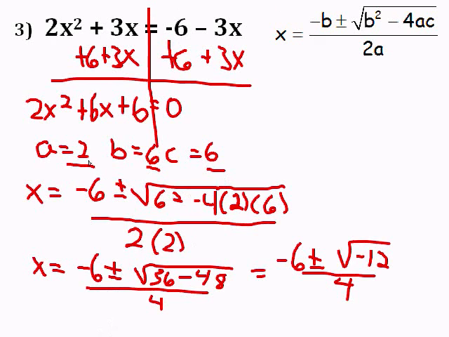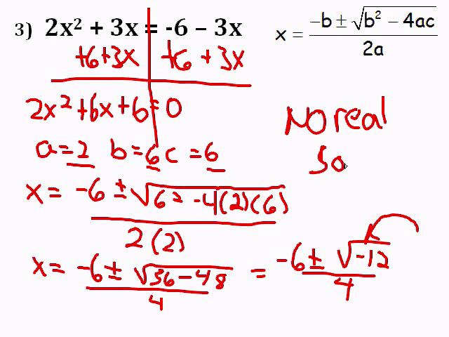For the third example, I got a equal to 2, b equal to 6, and c equal to 6. When I substitute that in for the quadratic formula, I got negative 6 plus or minus the square root of 36 minus 48 over 4, which gave me negative 6 plus or minus the square root of negative 12 over 4. And what I want you to point your attention to for this problem is that you have a negative number inside of your square root. Now we do not yet know how to take the square root of a negative number. So anytime you see this situation happen, I want you to write no real solution.